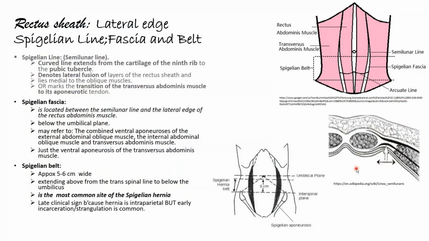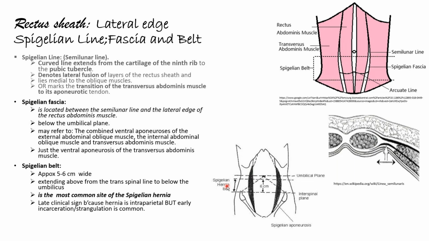posterior sheath. The other thing we need to know about the rectus sheath is the lateral edge, which defines what we know as the spigelian line or the semilunar line, extending in a curved fashion from the ninth costal cartilage to the pubic tubercle. See, that's the line. It's a curved line, which is concave medially, convex outwardly, right?